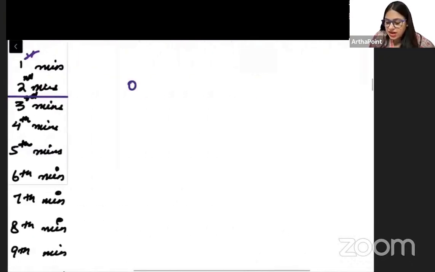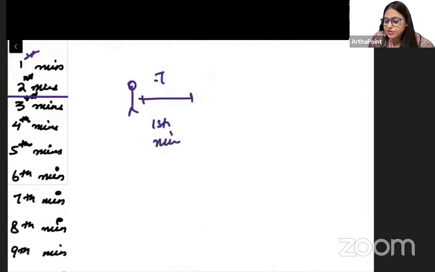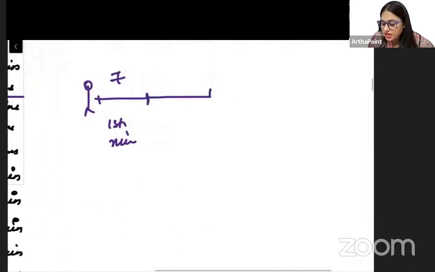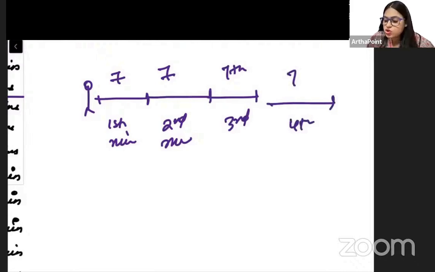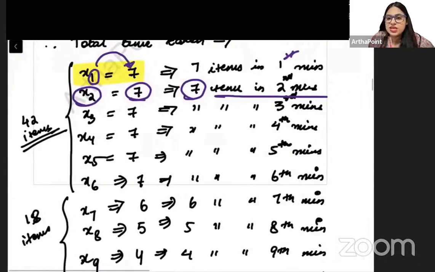So I start my task. In the first minute, I have counted 7 items. Then again in the second minute, I have counted 7 items. In the third minute, I have counted 7 items. In the fourth minute, I have counted 7 items, and so on and so forth. This is what it is saying.